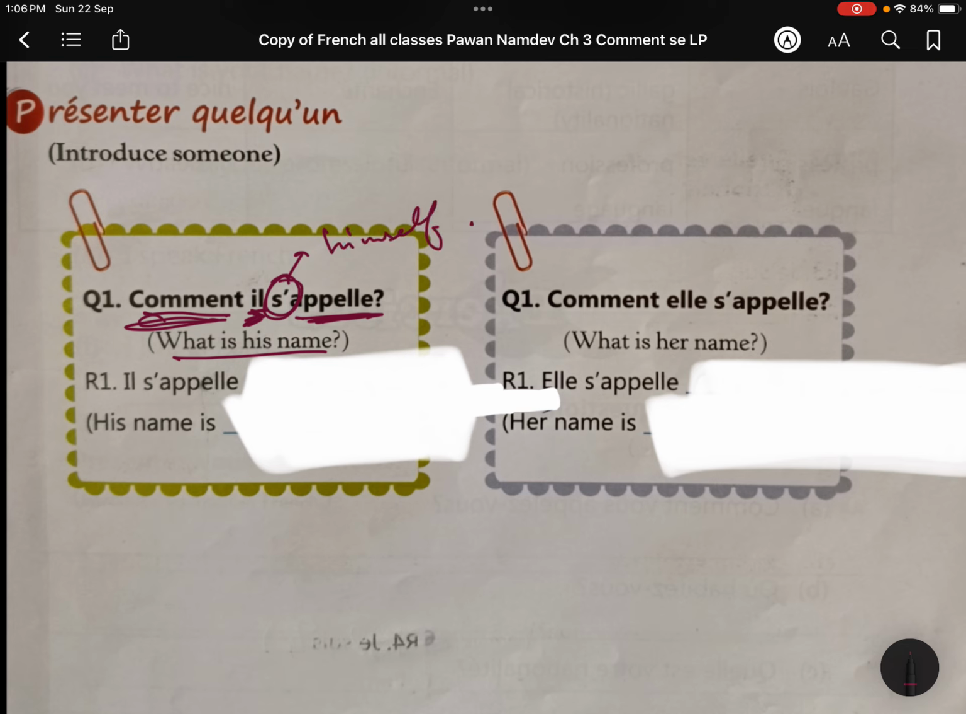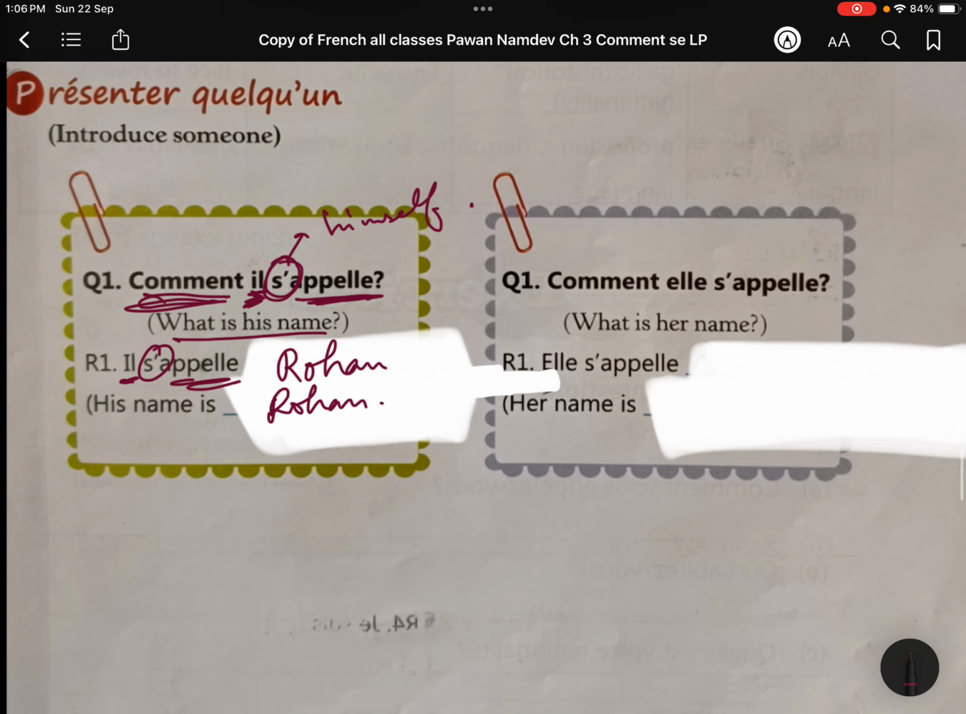So what is his name? It's the equivalent translation. Il s'appelle, he calls himself any name. You can just say Rohan, whatever name. Comment elle s'appelle? How she calls herself. S' means herself. Elle s'appelle. Any name you can just guess.